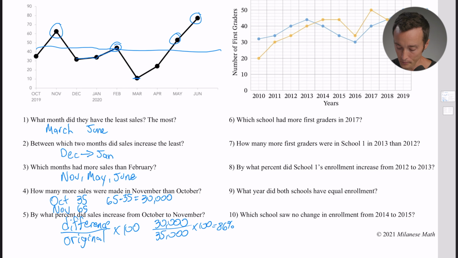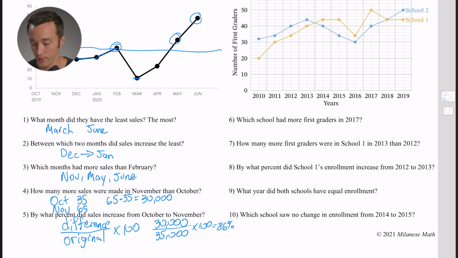That's huge. Okay. Now, let's flip over and look at the next graph, and this is going to help us answer numbers 6 through 10. This is a double line graph, okay? So in other words, it's the same X and Y axis for both, but it's just tracking two sets of information. And in this case, it looks like it's two separate schools. Looks like school 1 is the yellow line and school 2 is the blue line.